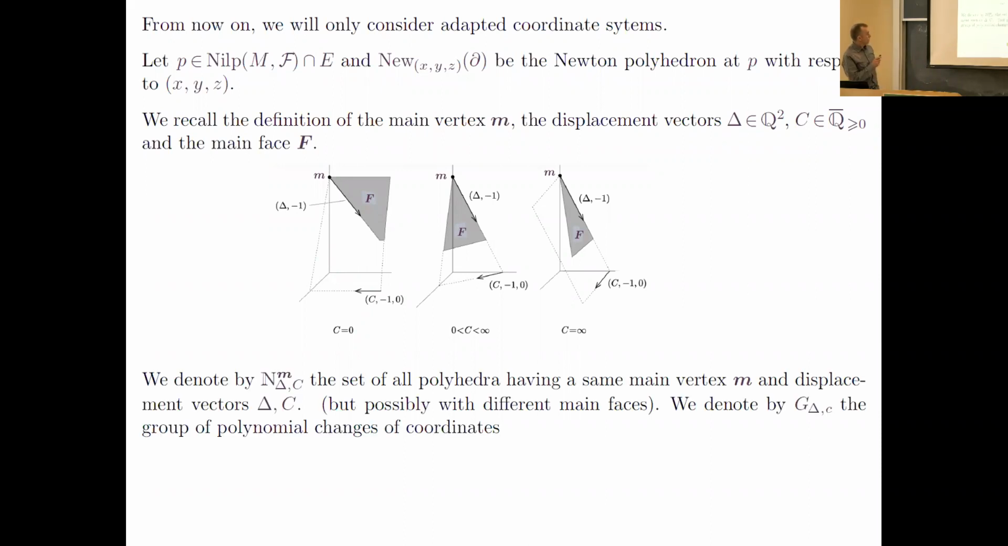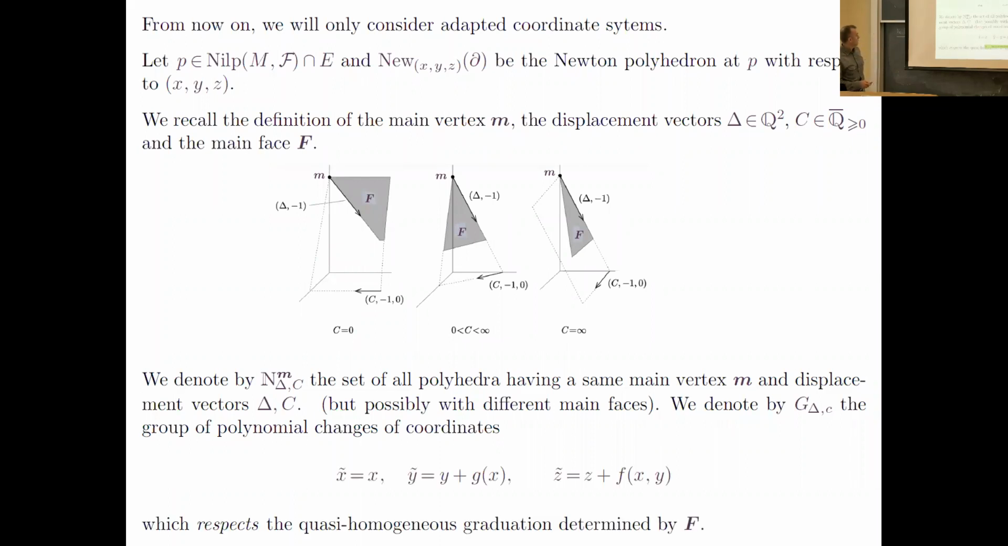Now I'm going to take the set of all convex polyhedra of this type which have a fixed delta m and a fixed delta and c. Of course, all these polyhedra do not necessarily have the same supporting face F, but I claim that all of the polyhedra in this class have the same main vertex and the same displacement vectors delta and c. Eventually, the support of the intersection of the polyhedra with this affine plane could be different.